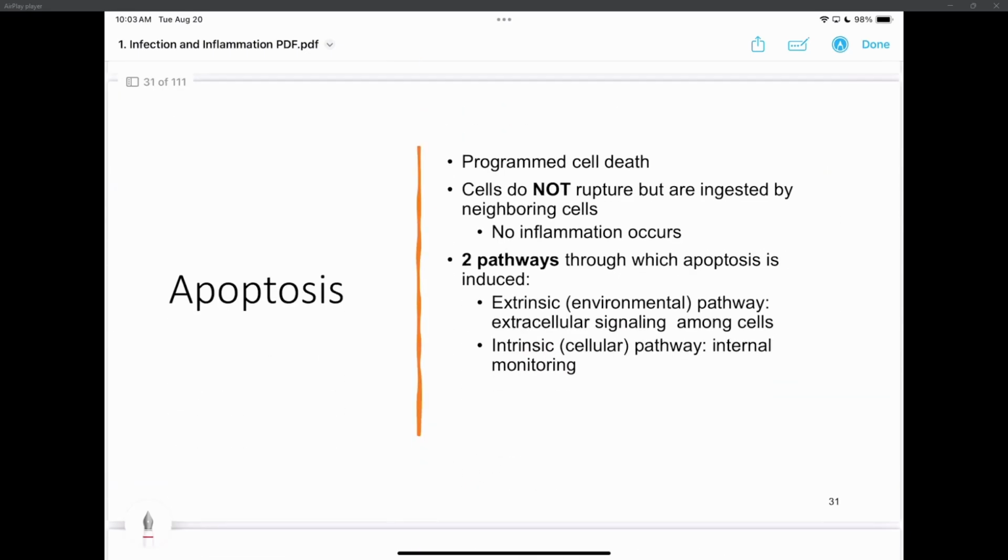Okay, apoptosis, that was all necrosis. Now we're on apoptosis, that programmed cell death. Remember, the cells are not ruptured, but they're ingested by other cells. So there's no inflammation going on because they're not rupturing. They're not getting rid of all the contents of the cell and just putting it out there. No, they're turning into little buds, little packages, and those just get eaten up by neighboring cells, and it goes away. There are two different pathways through which apoptosis is induced: the extrinsic, or environmental signal, and the intrinsic, which is cellular.